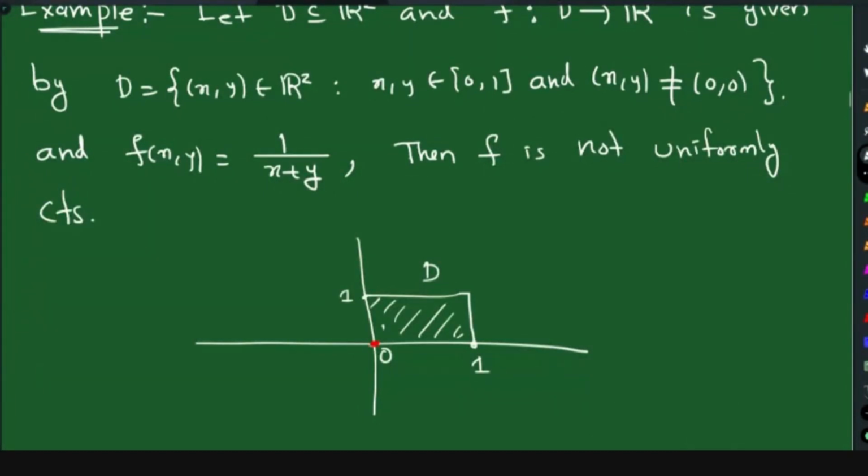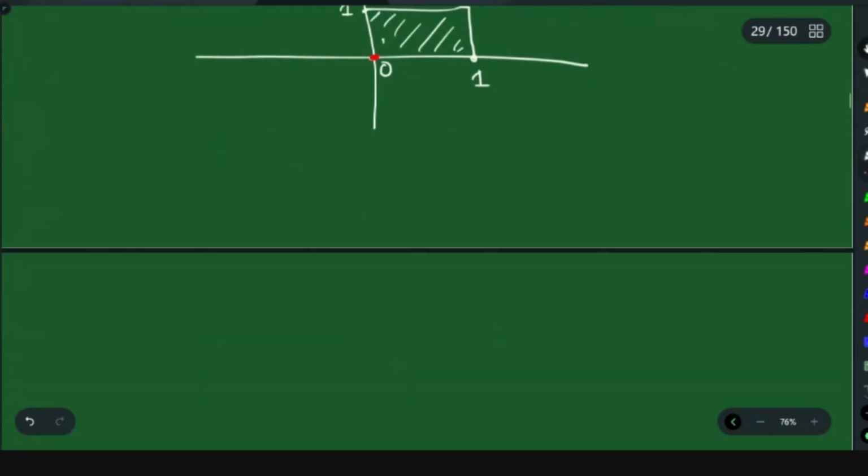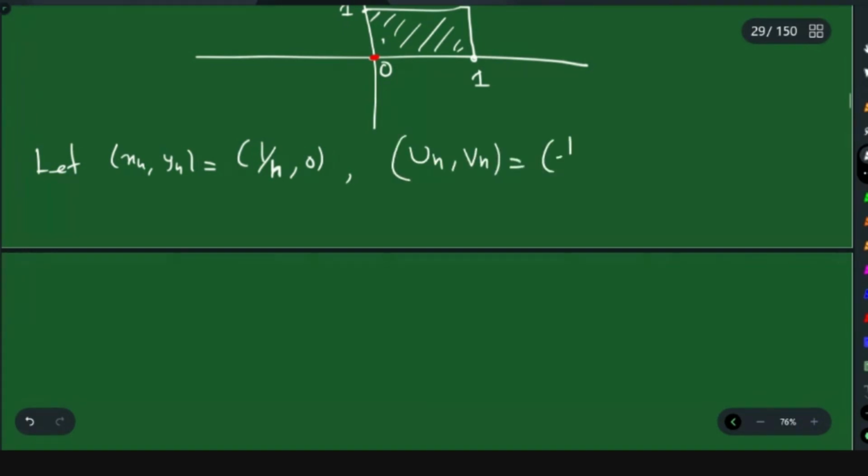So we will see how we will obtain it. So we have to consider two sequences. So let me give you two sequences. I will show this function is not uniformly continuous. Let (x_n, y_n) be (1 by n, 0). So this is one sequence, and the second one is (u_n, v_n) equal to (1 by (n plus 1), 0).